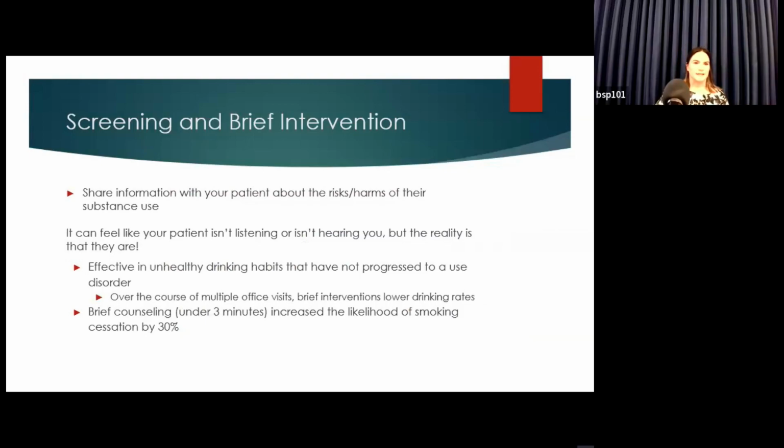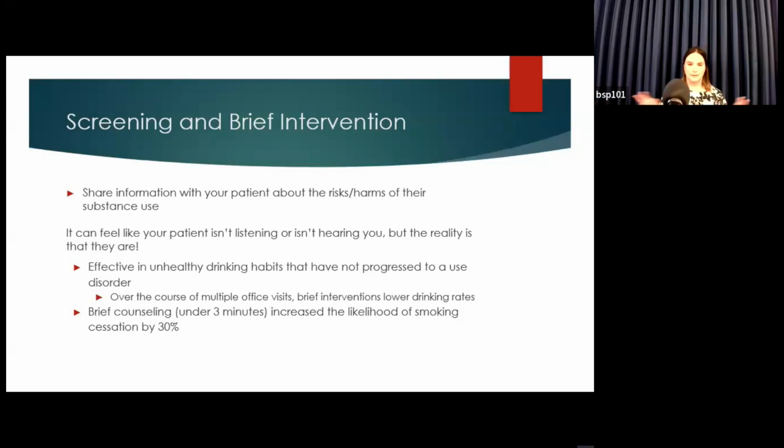But the reality is that in the data, it actually pans out that we are making a difference. So it's still worth doing, even with your patient who's been smoking since they're 12. For patients who have unhealthy drinking behaviors, don't necessarily have an alcohol use disorder, but are drinking the 3 or 4 beers a night or who binge every weekend, educating them on safe drinking amounts and encouraging them to cut back over time does reduce their drinking intake, which is great.